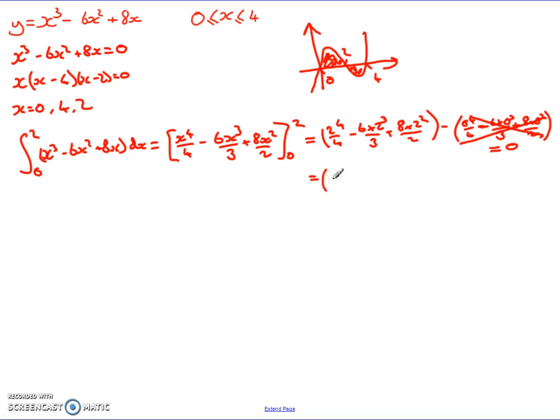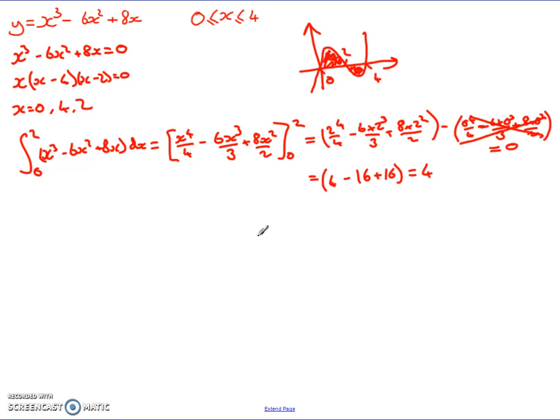So 2 to the power of 4 over 4 ends up giving me 2 squared, which is 4. It's then take away 6 times 2 cubed over 3. Well, 6 divided by 3 is 2. So that then essentially becomes 2 to the power of 4, which is 16. 8 times 2 squared over 2. The 2s cancel, which gives me 8 times 2, which is plus 16. So 4 minus 16 plus 16 gives me 4 units. So that's the area of this section here.